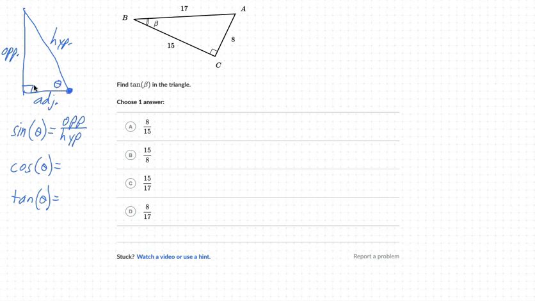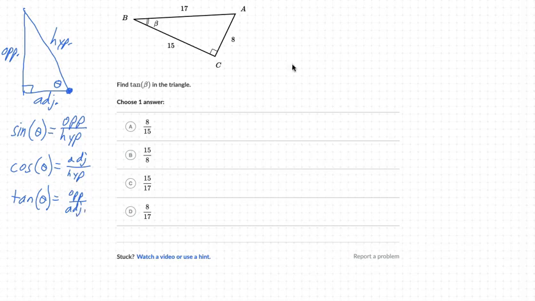Now notice that the opposite leg and the adjacent leg are the two legs, or the two sides, that make the right angle, and the hypotenuse is always across from the right angle. All right, so if the sine of an angle is the opposite leg over the hypotenuse, the cosine of an angle is the length of the adjacent leg divided by the hypotenuse. And the tangent of an angle, in this case theta, is the opposite leg divided by the adjacent leg. Notice that the tangent is the only function of these three that does not use the hypotenuse.